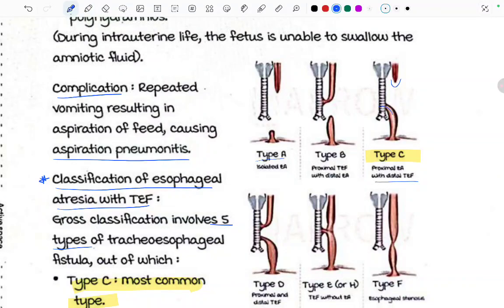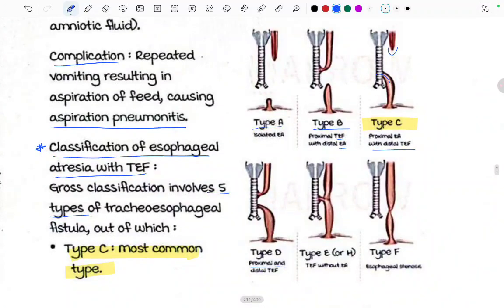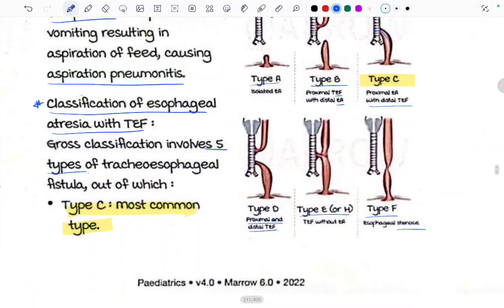In type A, there is isolated esophageal atresia. In type B, there is a proximal tracheoesophageal fistula with distal esophageal atresia. Type C we already saw. In type D, the proximal and distal ends are both connected to the trachea. In type E or H, there is a tracheoesophageal fistula without any esophageal atresia, just a connection with the trachea forming an H shape. And in type F, there is esophageal stenosis.